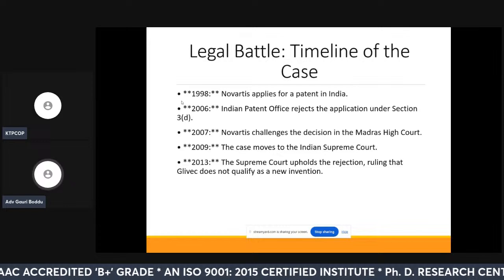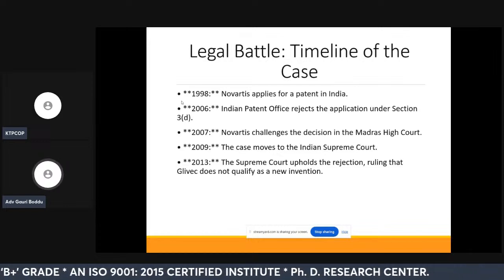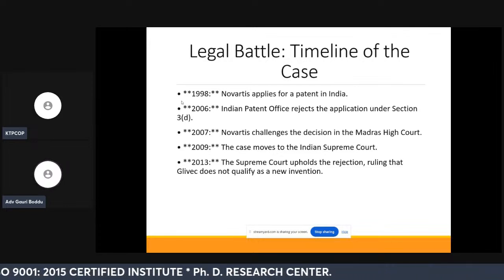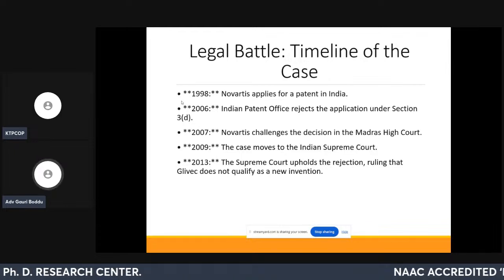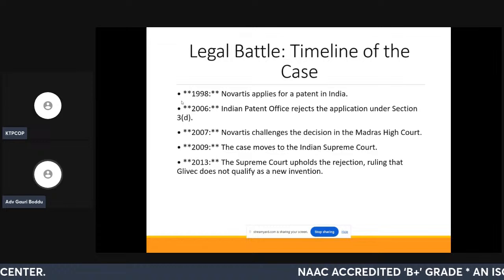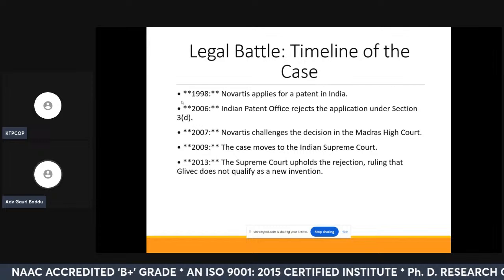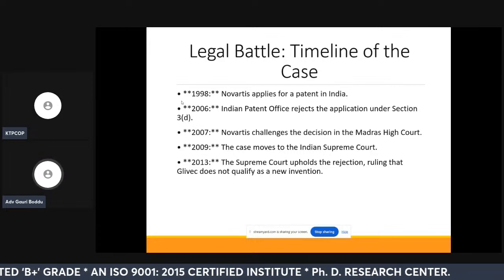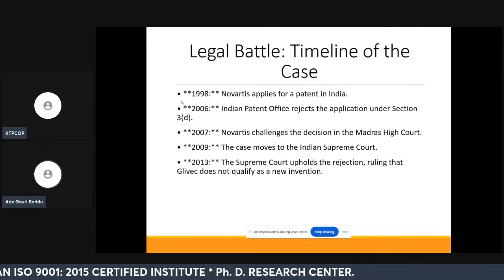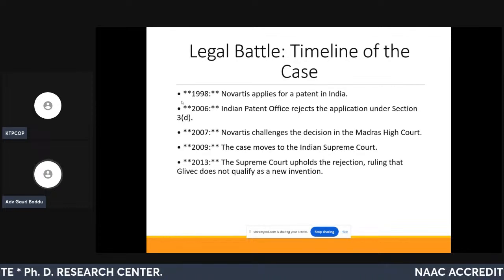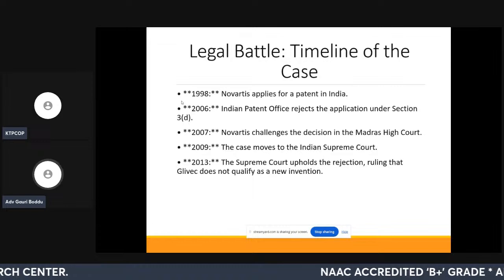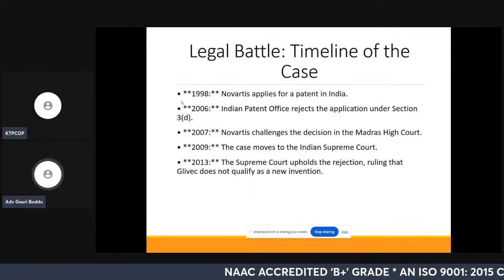In 2007, Novartis challenges the decision in the Madras High Court, and in 2009 the case moves to the Indian Supreme Court. As I told you, they have the judiciary, so they have the jurisdiction to handle those matters. The Supreme Court upholds the rejection, ruling that Gleevec does not qualify as a new invention because it was not totally new. There was only a minor change in that drug, due to which the Supreme Court rejected the same.